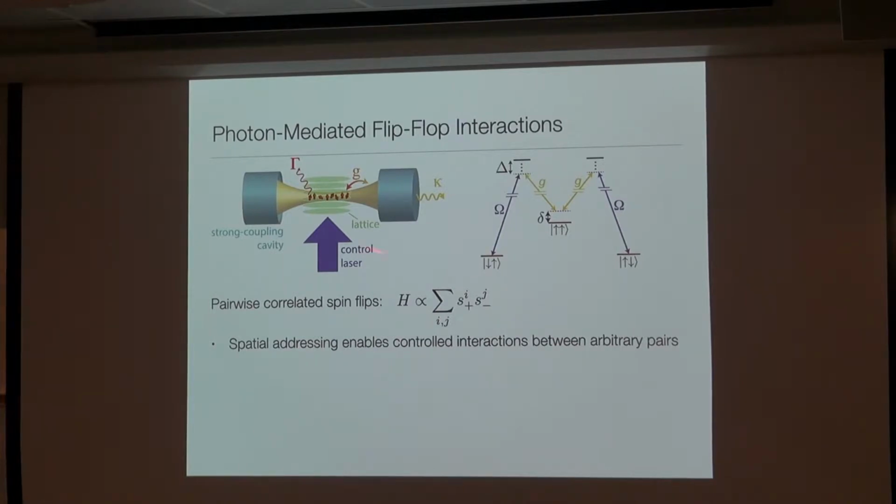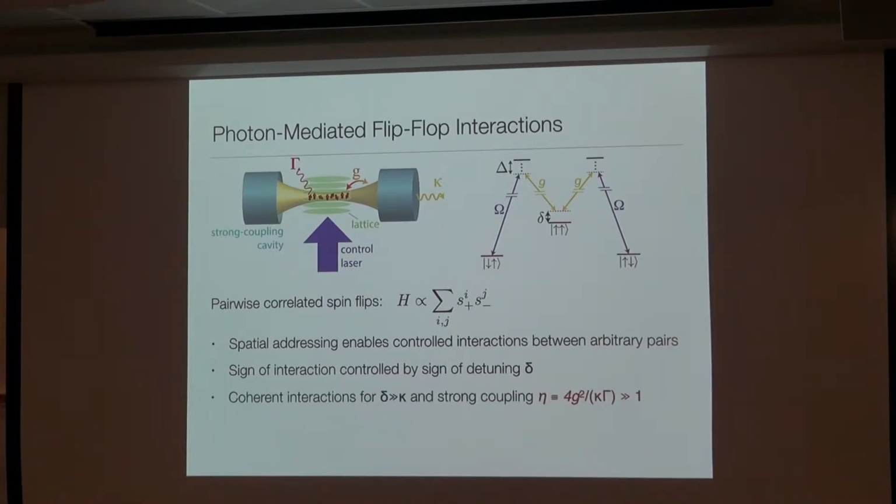In principle, this is very versatile, right? With spatial addressing, one could have controlled interactions between arbitrary regions of the system. The sign of the interaction is also something that one can flip by changing the sign of this detuning here, actually. So it could be ferromagnetic, could be antiferromagnetic. And in principle, the interactions can be coherent. You might worry because there's light in the system and light can leak away. It can be coherent in the limit where this atom-light coupling strength is strong compared to the characteristic decay rates of photon leaving either through the mirror or through spontaneous emission.